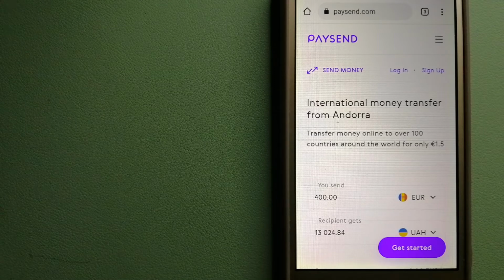PaySend has its own global network of banks and international and local payment systems and has partnerships with the major international card networks like Visa, MasterCard, and China UnionPay as a principal member and certified processor. And to know more about PaySend, check the video description.